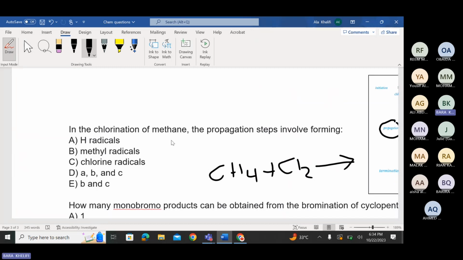In the chlorination of methane, the propagation steps involve forming H radicals, or methyl radicals, or chlorine radicals, or all three of them, or just methyl and chlorine. What do you guys think? Methyl and chlorine. So E, right? Yes. Good job, guys.